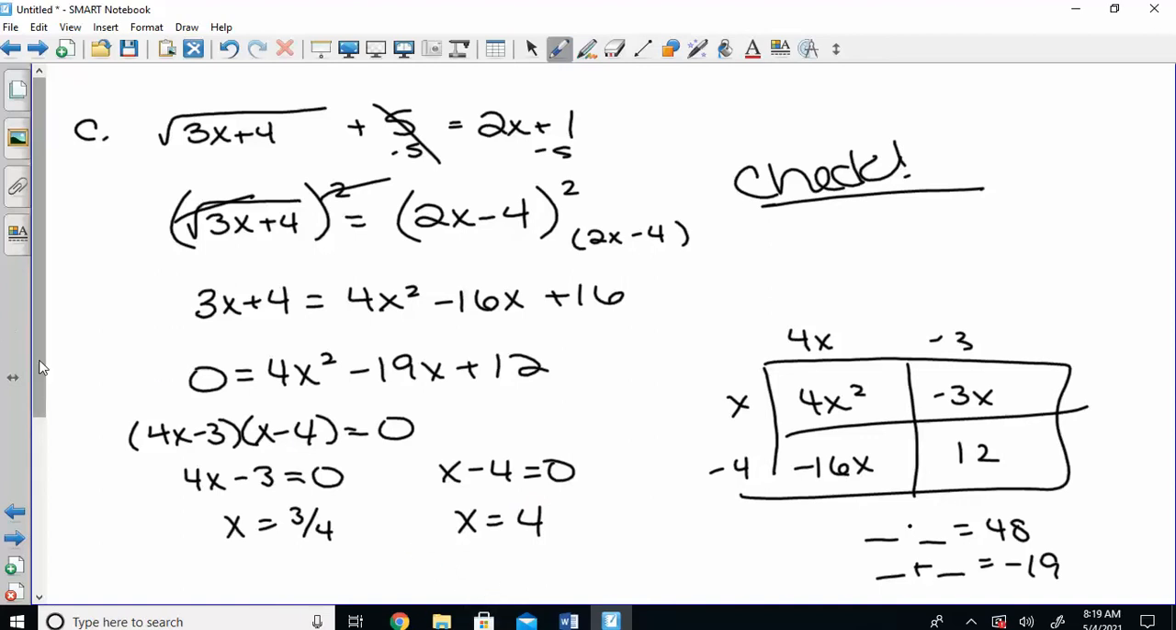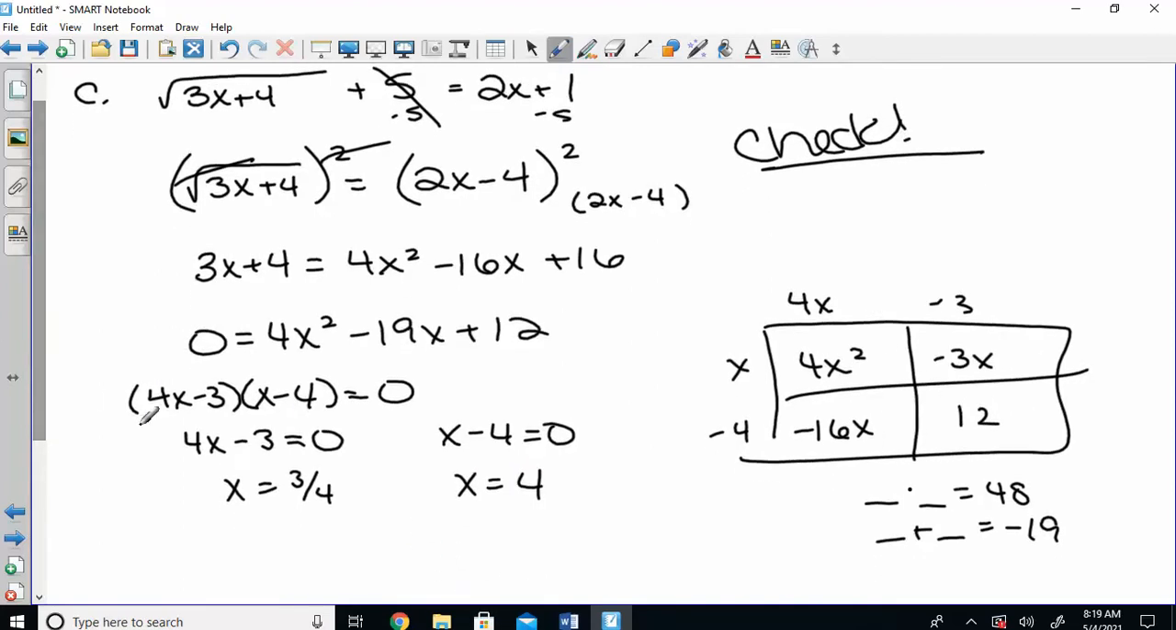But we know we have to check. Can I just tell you guys, because you guys can take a calculator and plug them in, right? You know how to do that? So when you check it, the 3/4 does not work, and 4 is our only answer. Were we okay with D on that? We didn't ask about it, but everybody okay with that one?